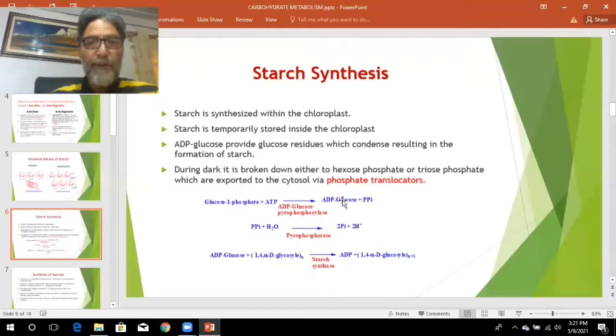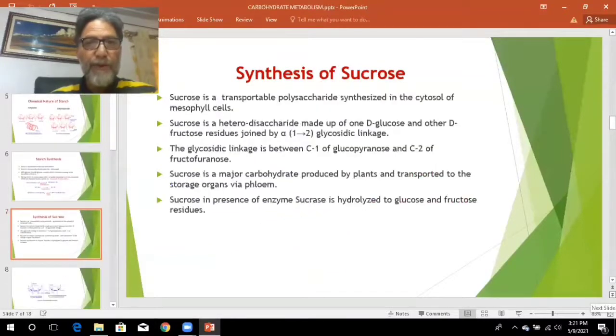But what will happen to this ADP glucose? It is this ADP glucose molecule which, in the presence of starch synthase, will release the ADP, and there will be the formation of starch. This is a précis of how starch is synthesized. That means the basic units for starch are glucose units, and with the help of this key enzyme, it results in the formation of ADP glucose, and then the formation of starch.